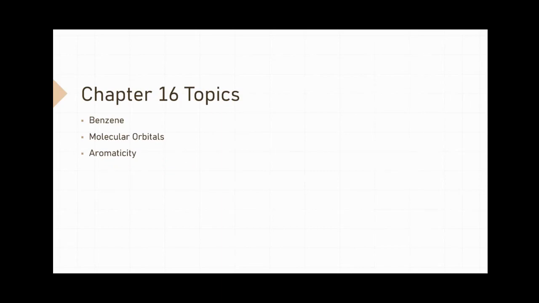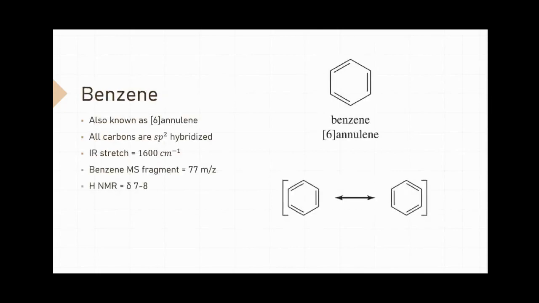All right, so chapter 16 is going to be about benzenes, the molecular orbitals of benzenes, or rings in particular, and aromaticity. Benzene is also known as 6-annulene. All carbons are sp2 hybridized. It has an IR of 1600. Usually, if there's a benzene fragment, it's going to weigh about 77. The HNMR for benzene is 7 to 8.